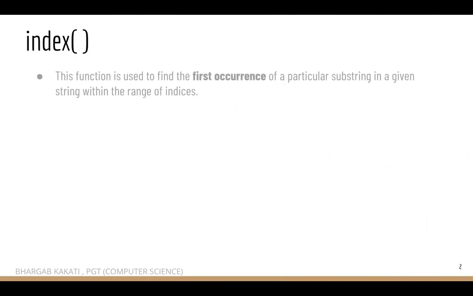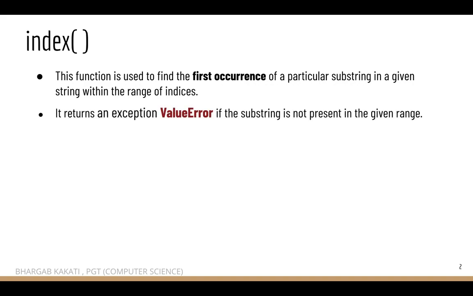Now what this function does is find the first occurrence of a particular substring in a given string within the range of indices. So if we have a particular string and I need to find the occurrence of a substring, then I can find out the index with the help of the index function. It will be more clear as we go to the examples. Now if that particular substring which we want to find is not present, then it raises an exception called value error.